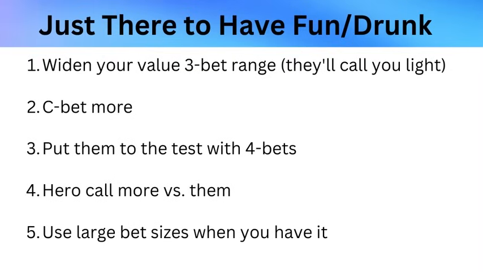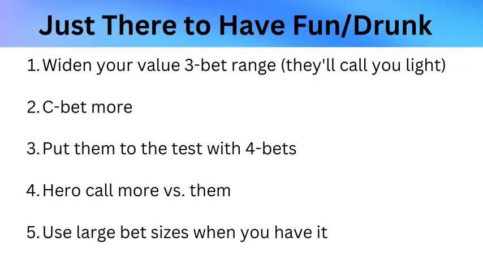So you have to be willing to get it in a little bit wider versus them, obviously with your value range. Get it in a little bit wider versus them because they are going to overvalue small pairs and things like that. You want to widen your value 3-bet range because they'll call you light. So I wouldn't 3-bet them too lightly pre-flop, but you can widen your value, heavier linear 3-betting range because they're going to call you with a lot worse.